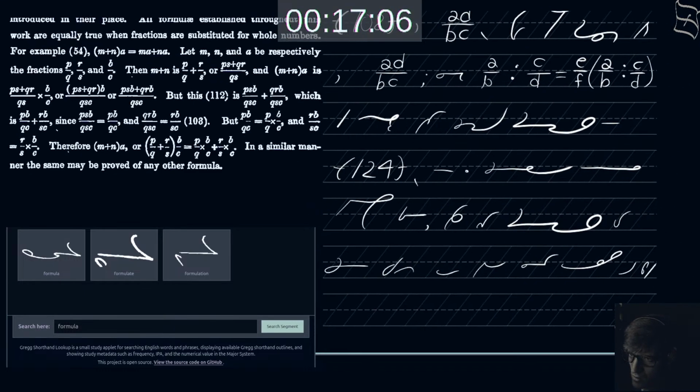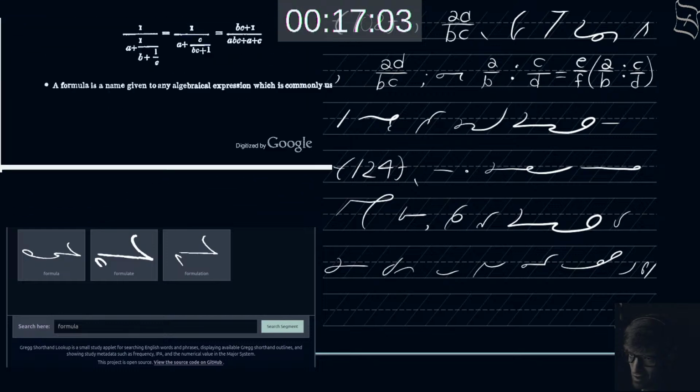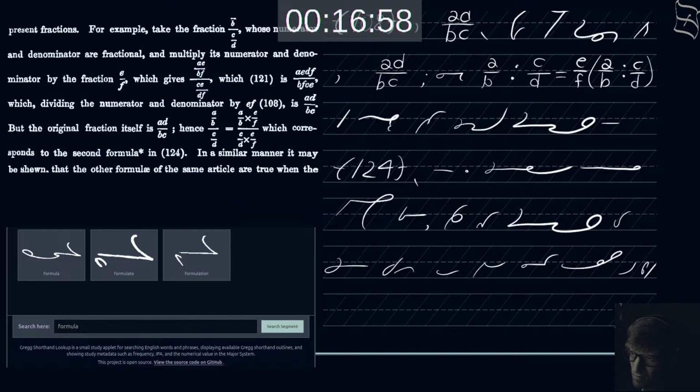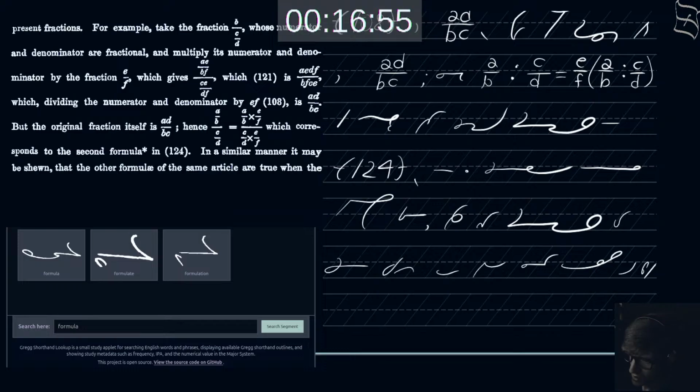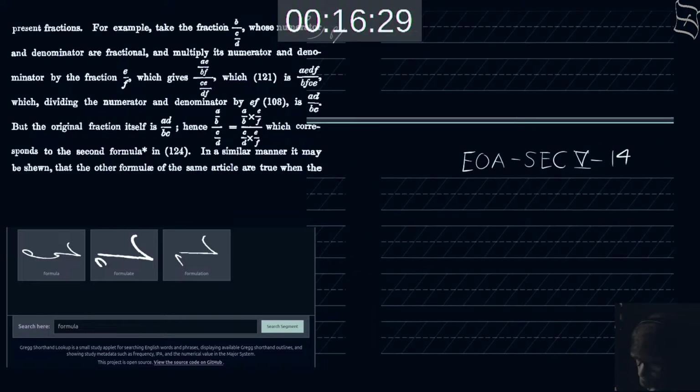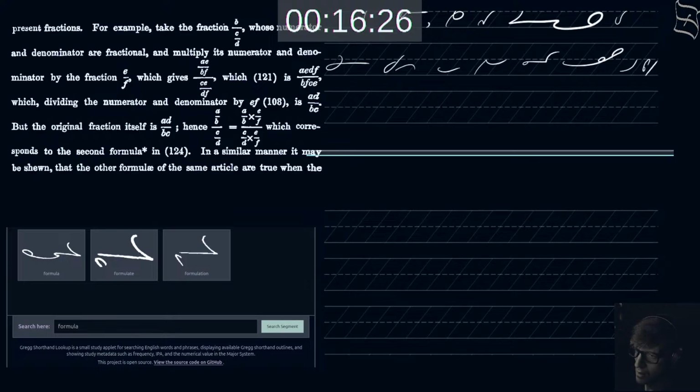Can I do this all? Yeah, maybe I can do it all on one column. I'm going to go ahead and add another column here just in case. There we go. And this will be 14. Alrighty.